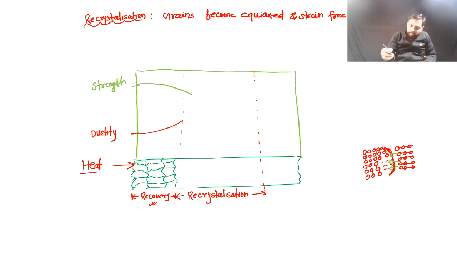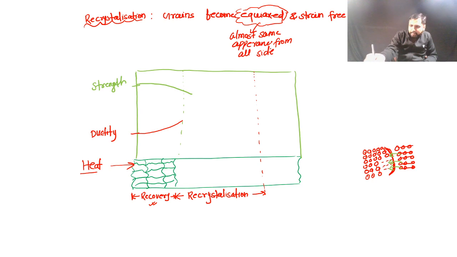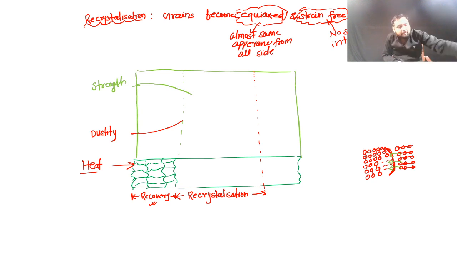So actually this equiaxed means almost the same appearance from all sides, and this strain free means no strain in the grain, no cold work stresses in the grain. That is what we call strain free. So this is what will happen during recrystallization. All of the grains will become equiaxed and all of the grains will become strain free. So how does it happen? Let me show you.